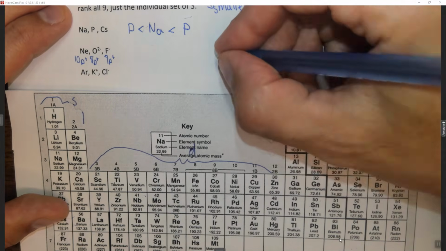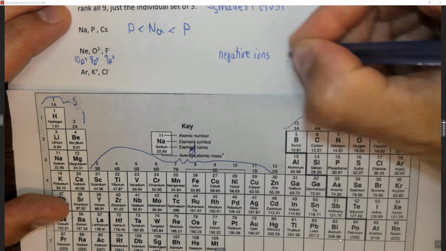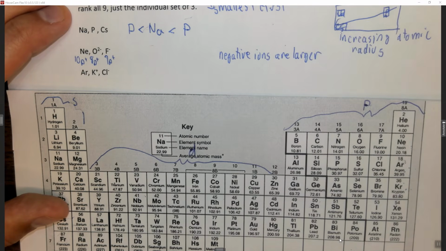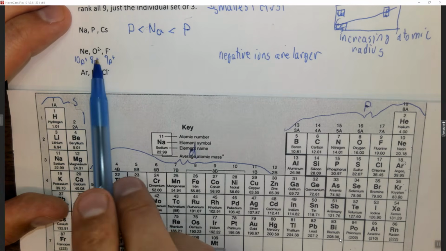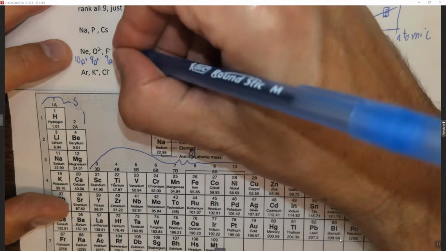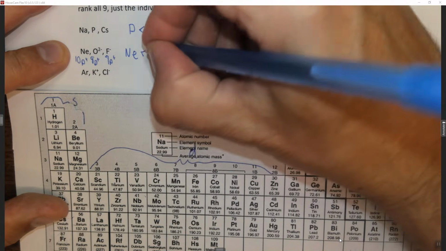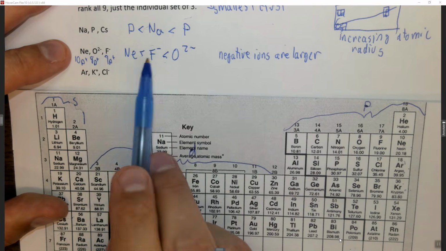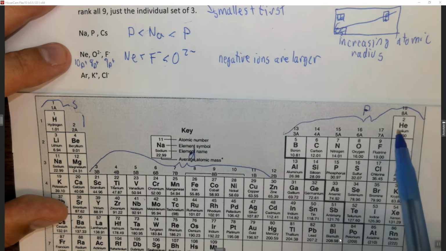So negative ions are larger than neutral or positive ions, and positive ions are smaller than neutral or negative ions. But in this case we have negative ions. So let's take a look at this. The smallest thing here is actually going to be neon, which is the heaviest. Then it's going to be F minus, then it's going to be O2 minus. So this has 10 protons pulling, this has 9, this has 8. The one with the most protons is going to be the smallest, and we're asked to write the smallest first.